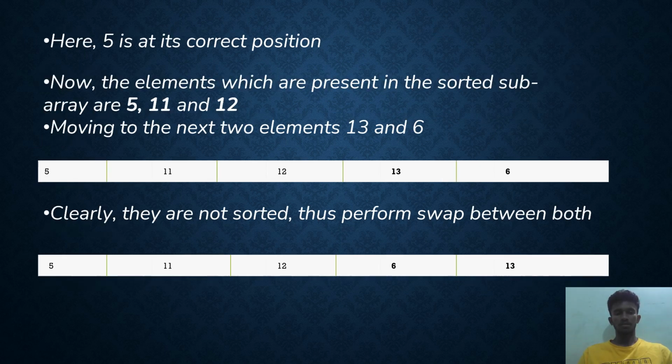Here it is in the correct position. Now the elements present in the sorted subarray are 5, 11 and 12. Moving to the next two elements, 13 and 6, the elements are 5, 11, 12, 13, 6. Clearly they are not sorted, so we perform the swap between them, and the elements are 5, 11, 12, 6 and 13.